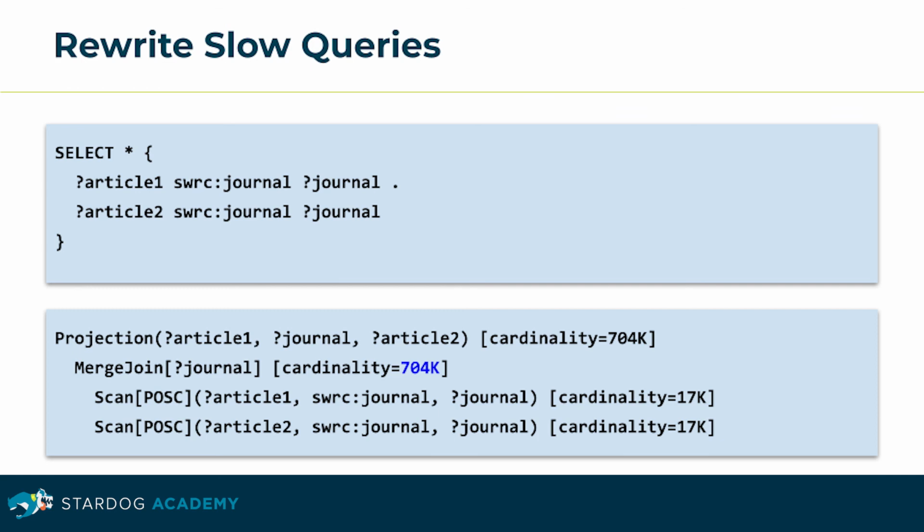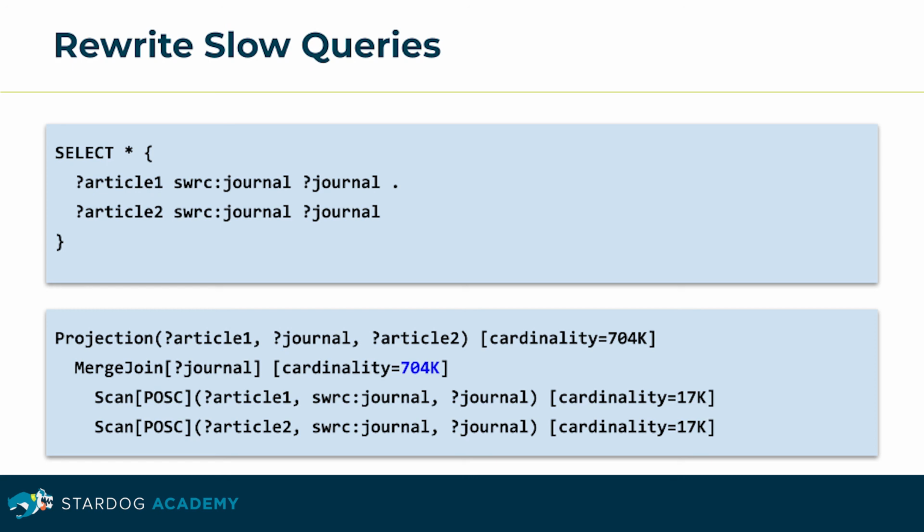So rewriting our query, we change that from the filter equality to performing a natural join by having the variable in both patterns. And now we see here that the type of join has changed. We now have a merge join, and the cardinality is 704,000.